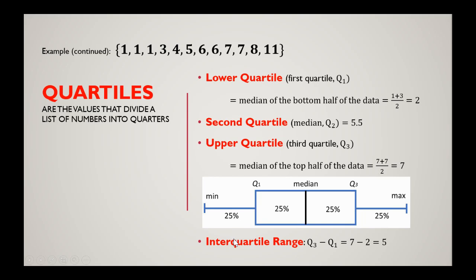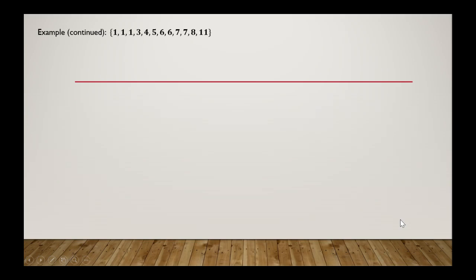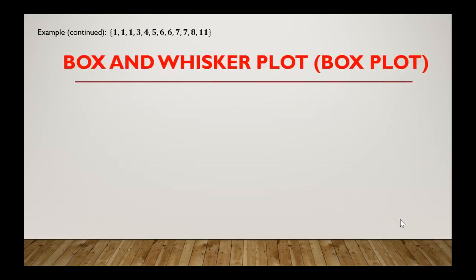Lastly is the interquartile range, and that's just going to be the upper quartile minus the lower quartile, which becomes 7 minus 2, which is just 5. So what we're going to do next is actually create this box and whisker plot. Another name for that is the box plot.